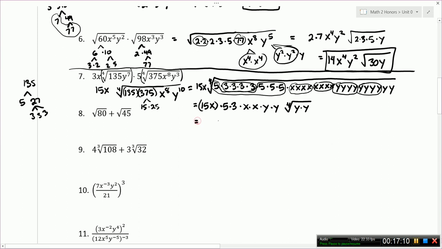Keep going. 15 times 5 times 3 is 15 squared, or 225. We have the x next to the 15 times the other two x's, so we end up with x cubed. Y, fourth root of y squared. That is our answer.